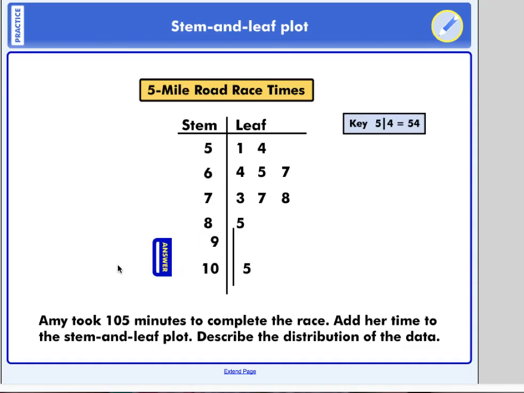Well, we would need to add on the 90s. There's nothing here because there were no responses in the 90s, but we still show that between 80 and 100 comes 90. Now notice how this stem has both the 10s and the 100s. Just the ones go over here on the leaf side. So this is how we would show 105.